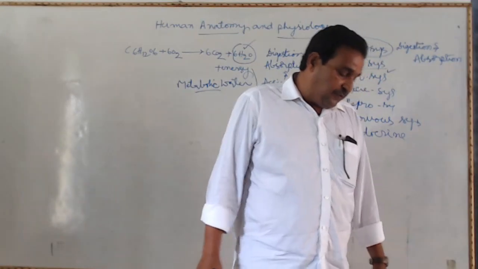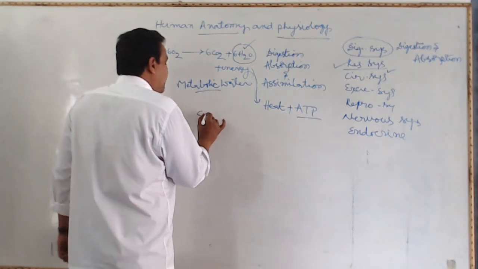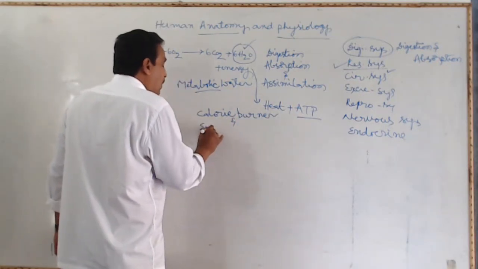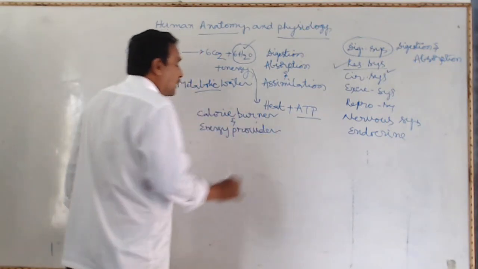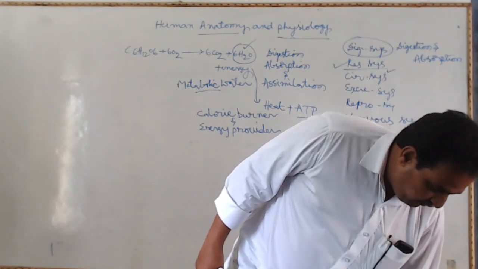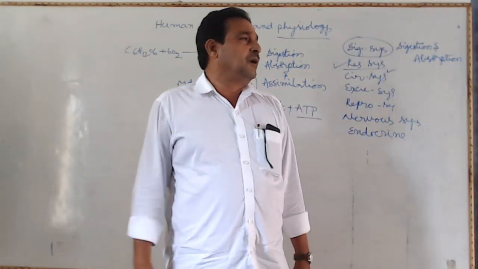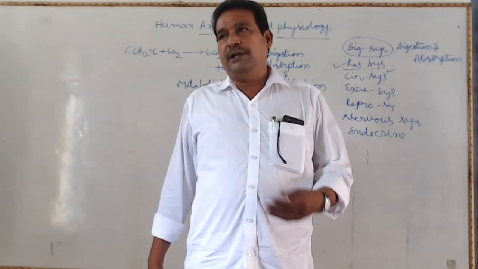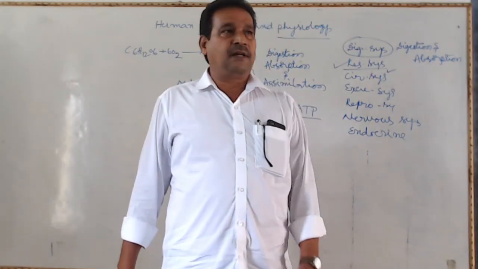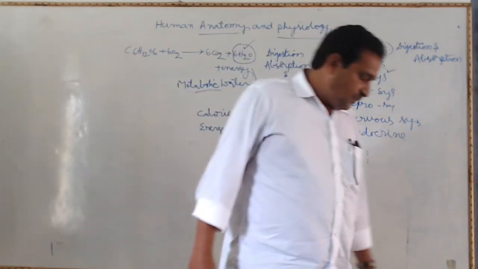Okay. This is the importance of respiration. Otherwise, we can say that respiration is a calorie burner and energy provider. Respiration is a catabolic process, which is also a vital process to all the living organisms, including plants also. It is a vital process, a very essential process. Otherwise, we will not get energy. We can say that we will not survive.